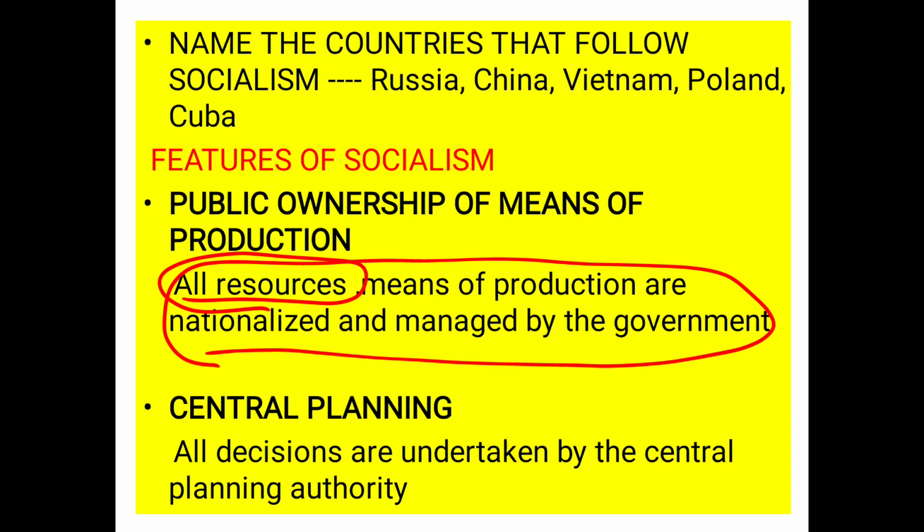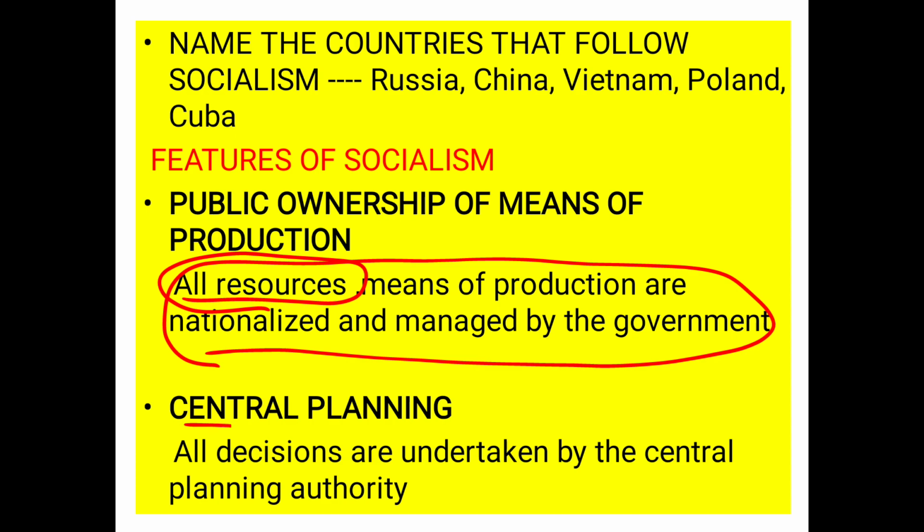Since the government is doing the planning, what has to be produced, how it has to be produced, and for whom we are producing, it's all decided by the government, and they try to utilize all the resources.